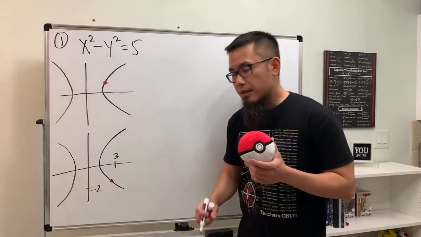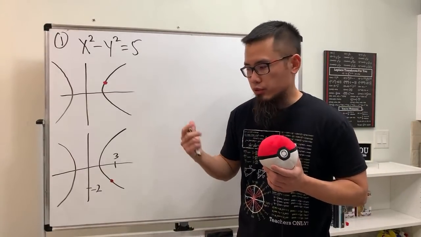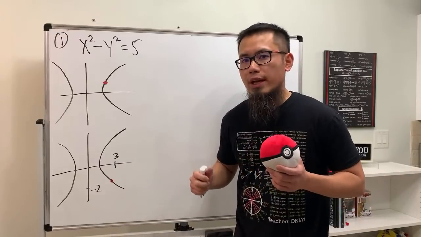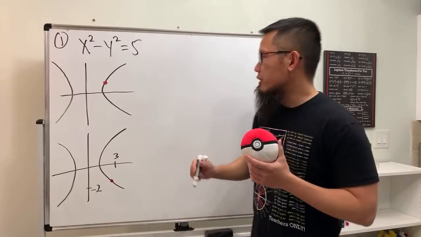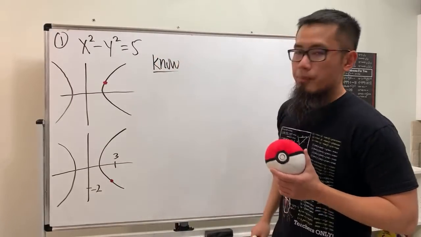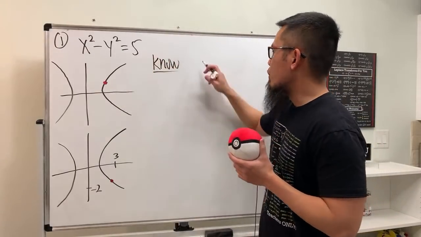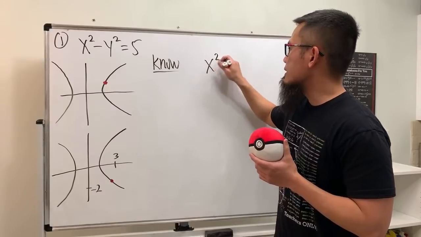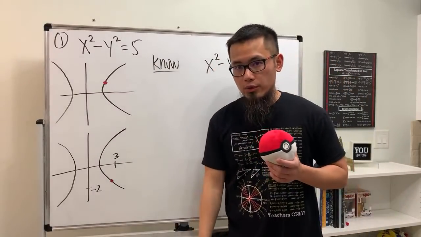Now, here is what I like to do. Here are 2 important words that you can possibly use to help you tremendously for related rates, actually for all the word problems. The first word is know. You're going to put down what you know, right? First, we know this equation, of course, so we are just going to put that down. We know x squared minus y squared is equal to 5. This is the equation that we are going to focus on.